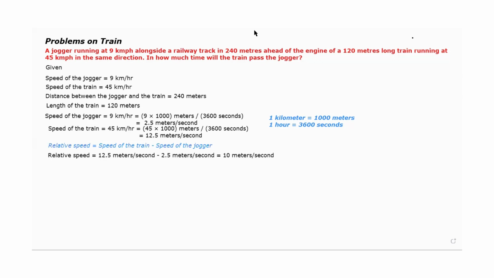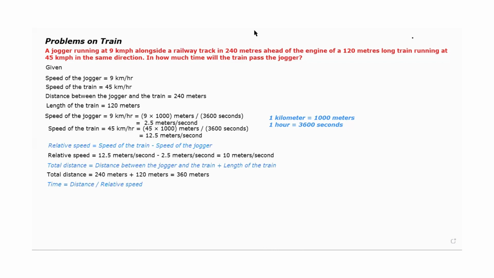Now, we need to determine the total distance that the train needs to cover to pass the jogger, which is the sum of the distance between them and the length of the train. Total distance equals distance between the jogger and the train plus length of the train. Total distance equals 240 meters plus 120 meters equals 360 meters. Finally, we can use the formula: time equals distance divided by relative speed. Time equals 360 meters divided by 10 meters per second equals 36 seconds. Therefore, it will take 36 seconds for the train to pass the jogger.